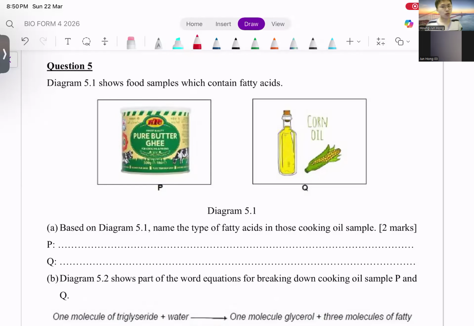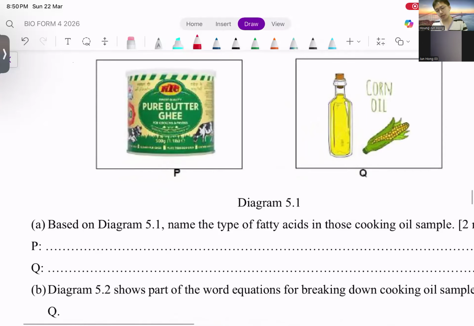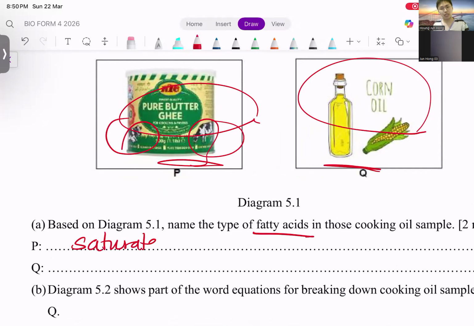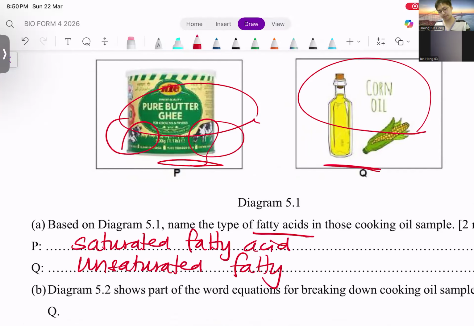Right, next question should be also quite simple. As you can see over here, there's butter. There's also corn oil. One is from cow, a bit not so healthy. One is corn oil, very healthy. So what is the type of fatty acid? The unhealthy one is called saturated. The healthy one is called unsaturated. So this is the fatty acid. Okay.